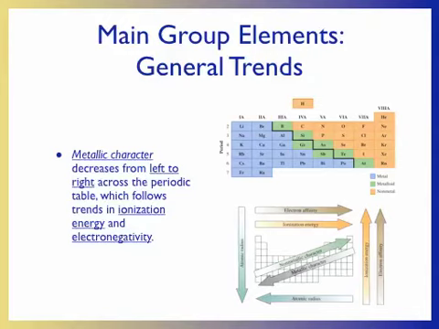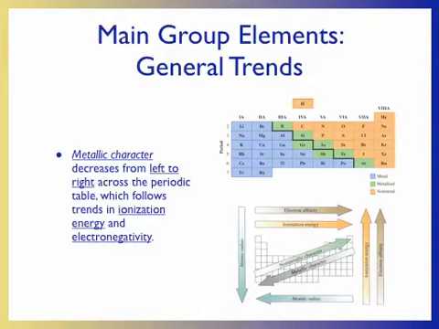Main group elements have regular trends that depend on their electron structure. We discussed some periodic trends in Chem 110. These include ionization energy, electron affinity, atomic radius, and electronegativity. One trend that we did not discuss very much is the metallic character of an element. Metallic character decreases from left to right across the periodic table. This follows trends in ionization energies and electronegativity.